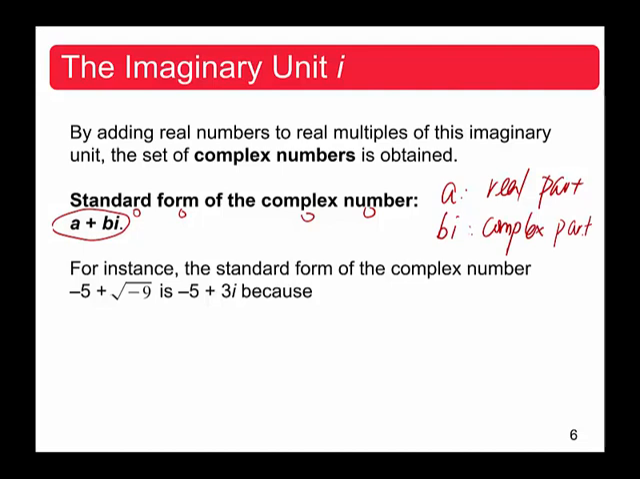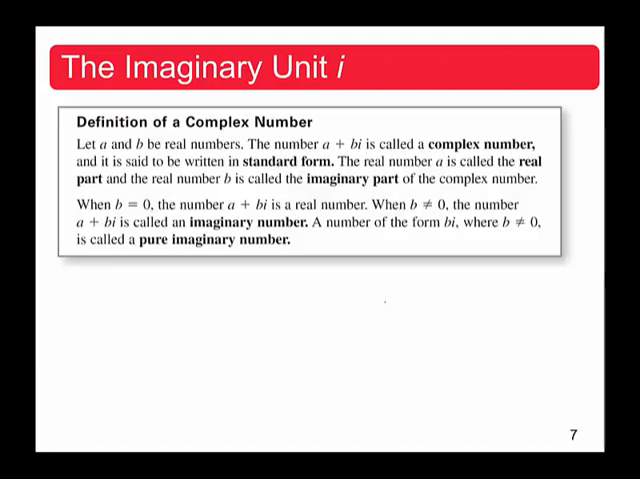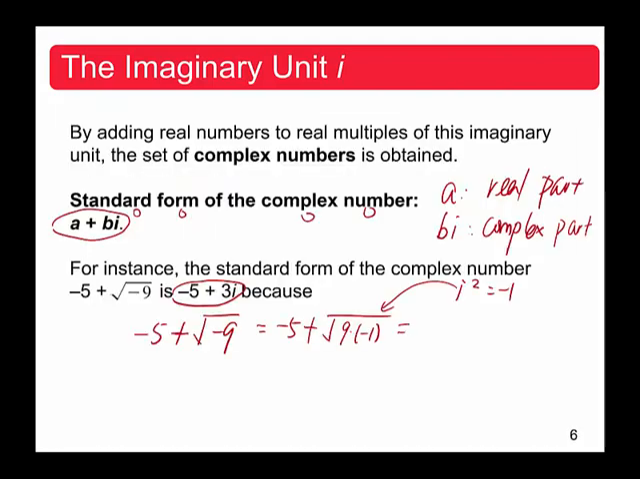For instance, the standard form of the complex number -5 plus radical -9 equal to this. I'm going to show you how to do the conversion here. -5 plus radical -9. And since we know that i squared equal to -1, right here we can simplify a little bit. Just rewrite it as 9 times -1. Okay, negative 9 equals 9 times negative 1. And now if you replace negative 1 with i squared, you'll be able to simplify this.